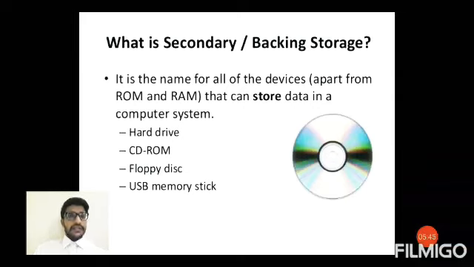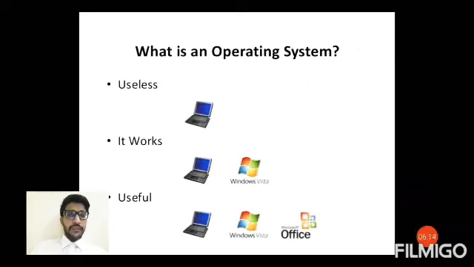What is secondary backing storage? It is the name for all the devices, apart from ROM and RAM, that can store data in a computer system. A storage device is a device used for storing things, a device for reading and storing information and data: the hard disk, CD-ROM, floppy, USB, etc.